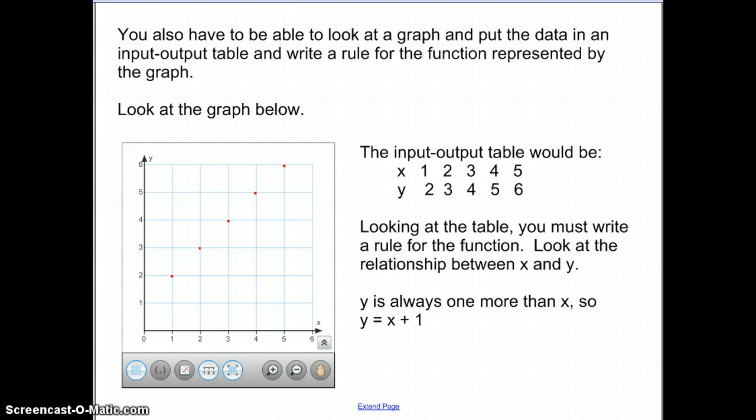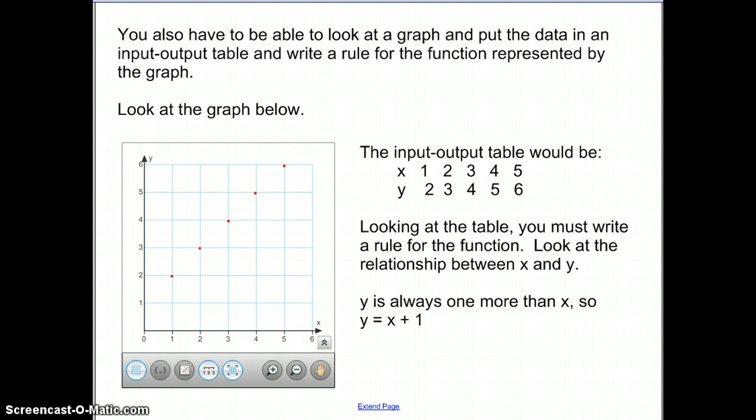You also have to be able to look at a graph and put the data in an input-output table and then write the rule for the function. If you look at the graph below, you'll see the red points that I have plotted. You have to write an input-output table. So you'd look at the graph. The first point, for example, is (1, 2). So in the x part of the input-output table, you would put 1. The y would be 2. The next point is (2, 3).